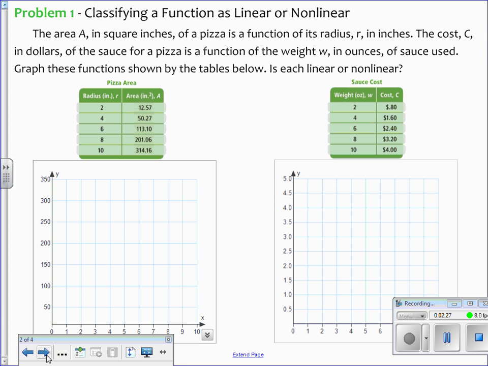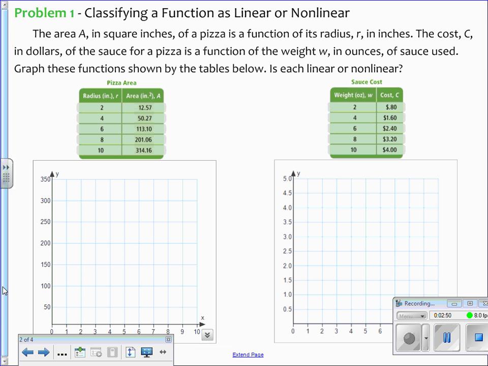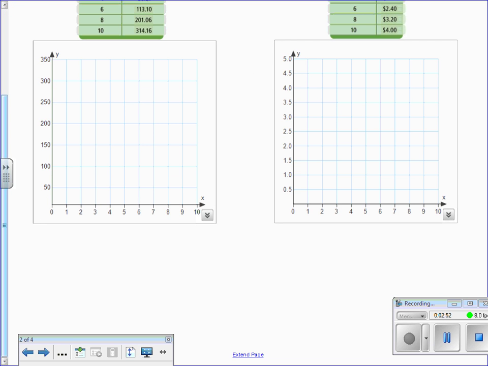Okay, you cannot get exactly 12.57, but you can go a little bit up. For 40, you can do 50. You can get approximately what it is when you graph it. So take a minute, graph these points, connect the dots. Do the same thing for the second one. Graph the points, connect the dots. Okay, so I'll scroll this up to make it a little easier to see.